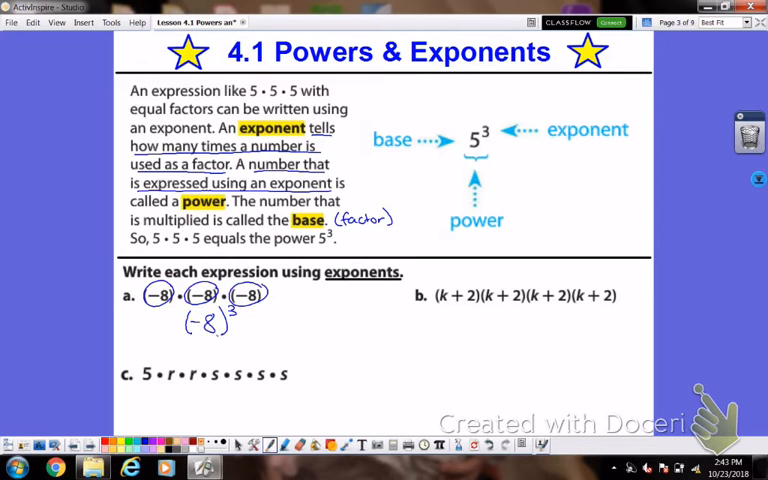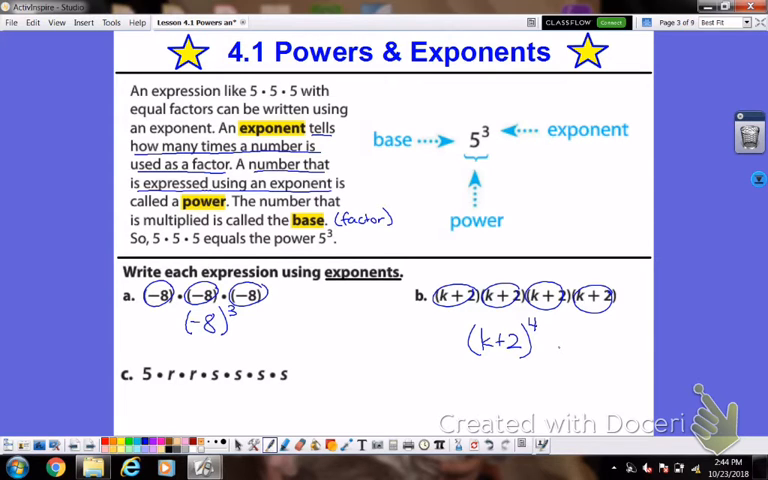Right, part B, k plus 2 times k plus 2 times k plus 2 times k plus 2. Well, this time our factor is the quantity k plus 2. It's the whole piece, so we need to put it in parentheses. And how many do we have? 1, 2, 3, 4 of them. So k plus 2 to the fourth.